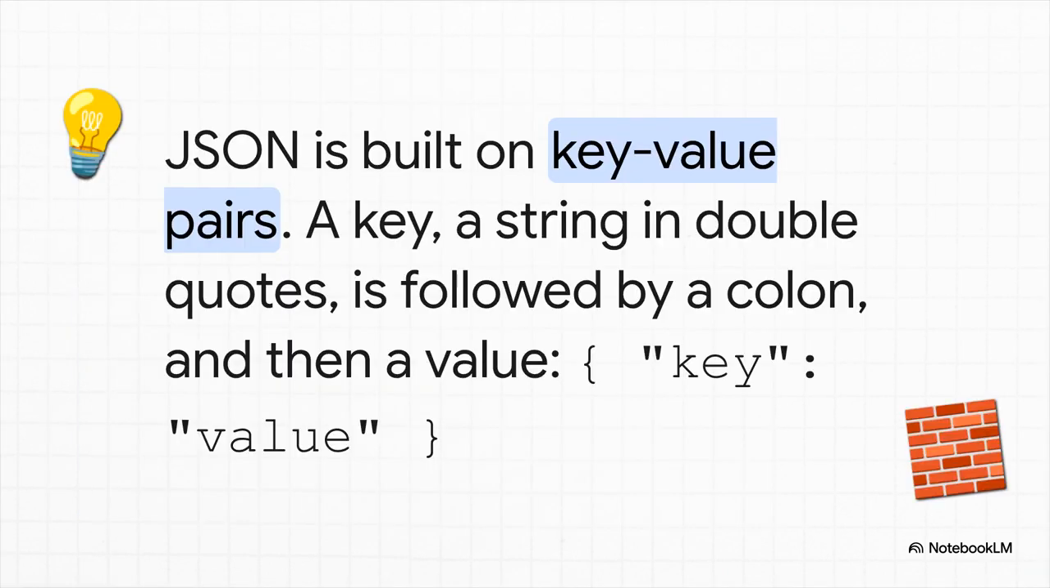Okay, the whole idea of JSON boils down to this one super simple concept, a key-value pair. Think of it like a label and the thing it's labeling. The key is the label. It has to be a string in double quotes. Then you have a colon and then the value. You wrap that whole thing in curly braces and boom, you've got a JSON object. That's the fundamental building block.